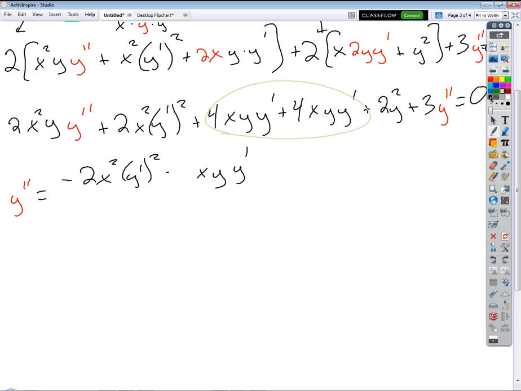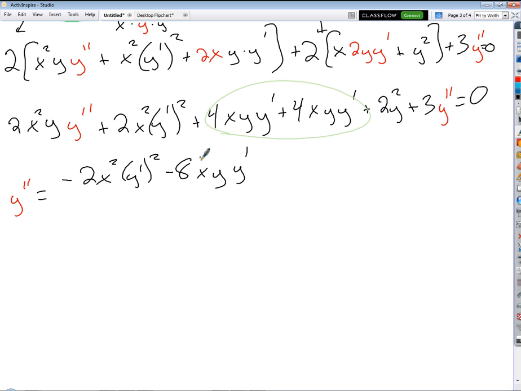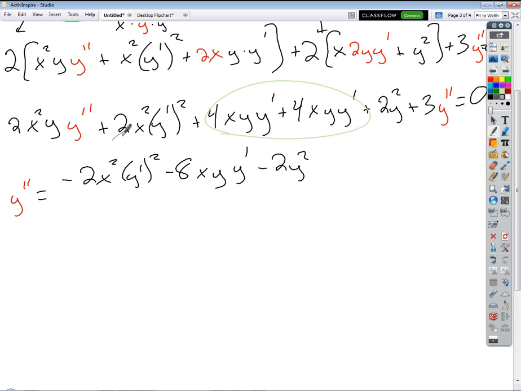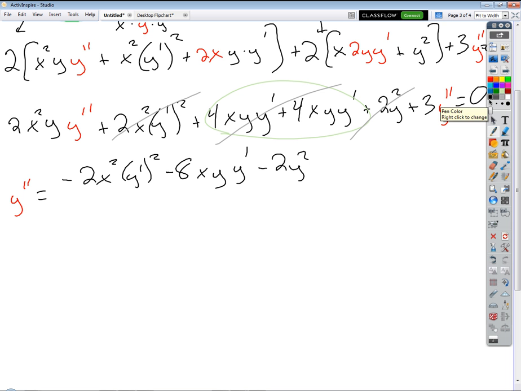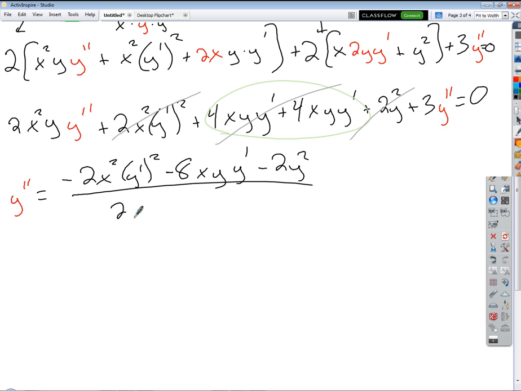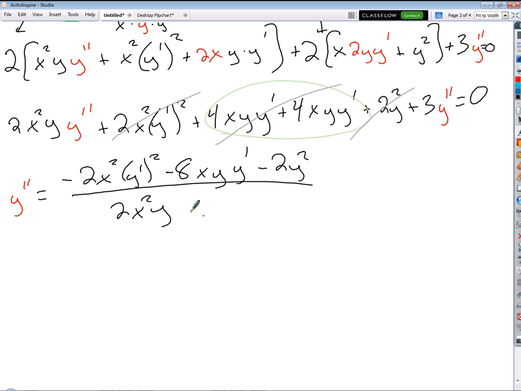8x minus 2y squared, because we're chasing all those to the right, correct? All those terms are gone, and we're just left with those two terms. Factor out a y prime, and what's left? That plus 3. Yeah, we'll leave this as the answer. We're done. Fair enough?